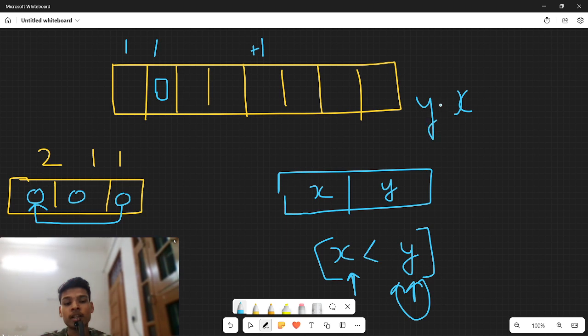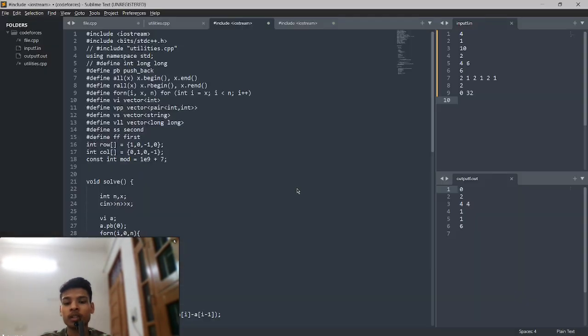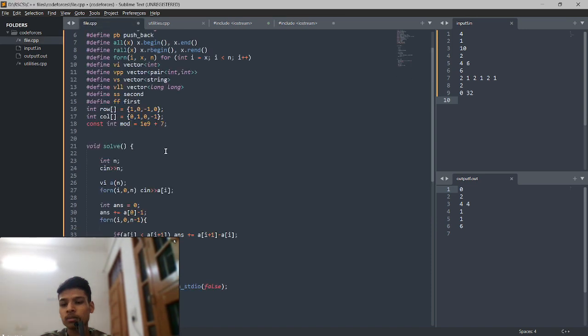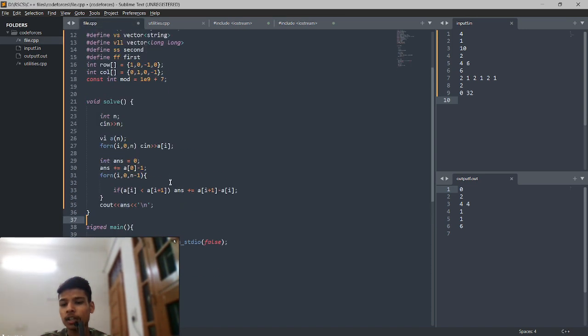Rather, I can say y is greater than x, so y minus x times of operation to make this possible. Okay, so this is our problem solution. If I show the code, where it is. Right, here is the code.